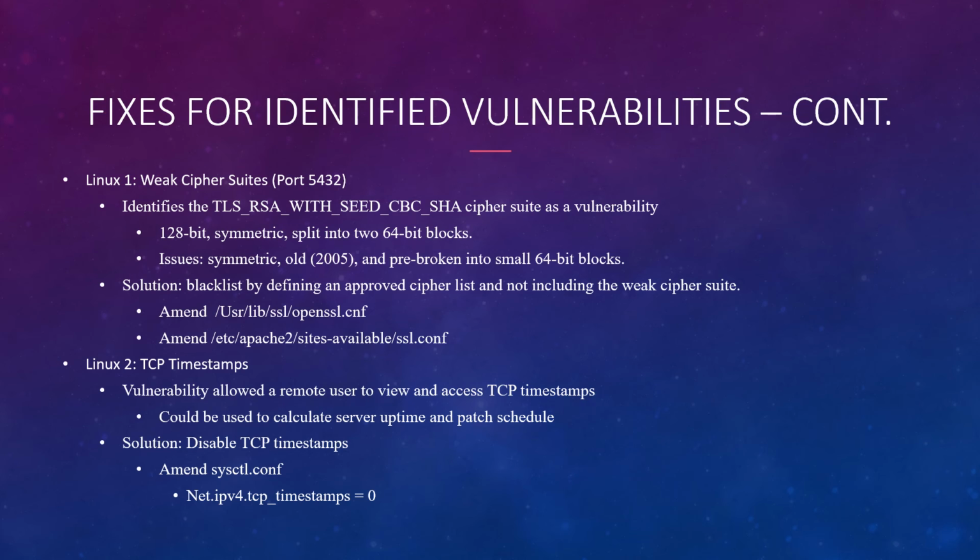Now, the Linux 2 TCP timestamps. This vulnerability is a general vulnerability. It's a system configuration vulnerability. It basically allows a remote user to view and access TCP timestamps. It can be used to calculate server uptime and patching schedule. It's a smaller vulnerability, a low priority. It's not considered a big thing.